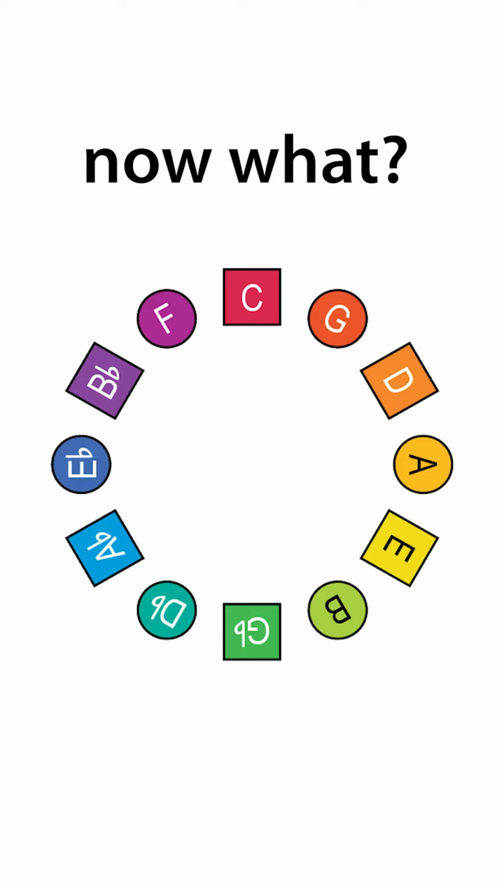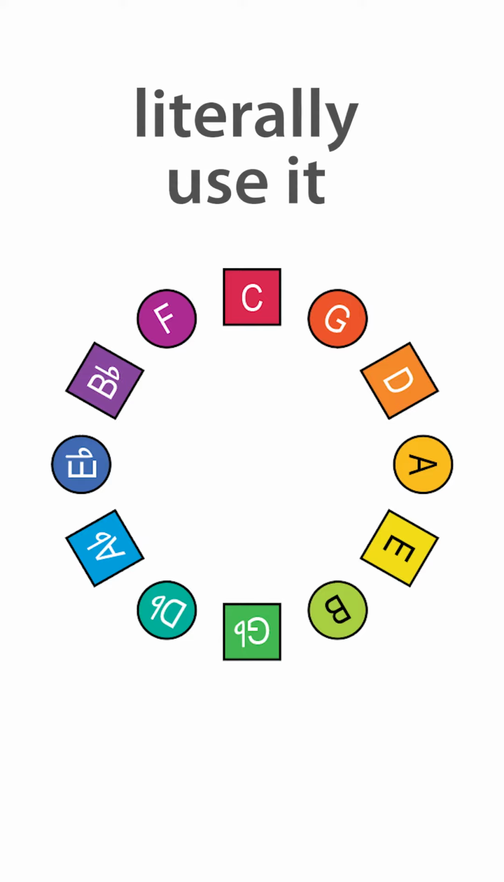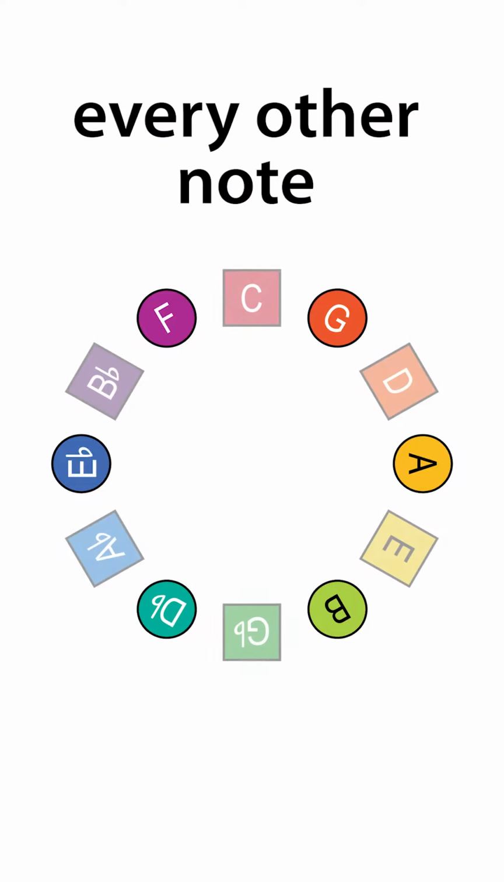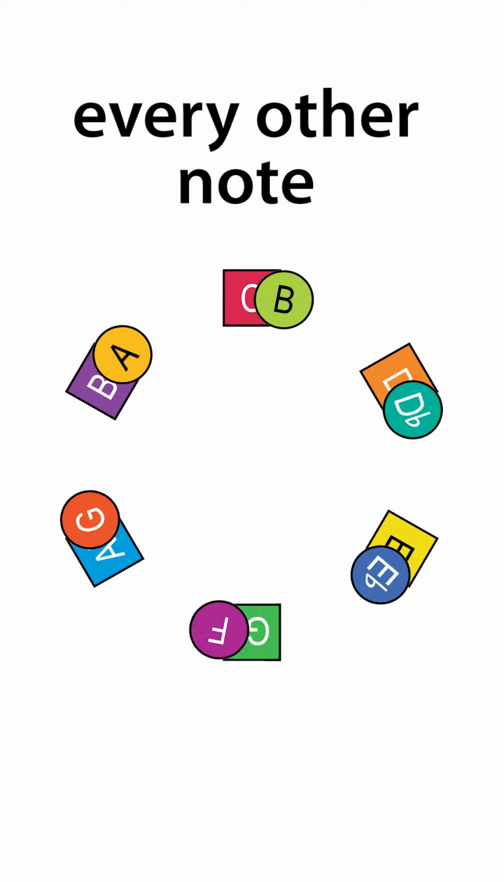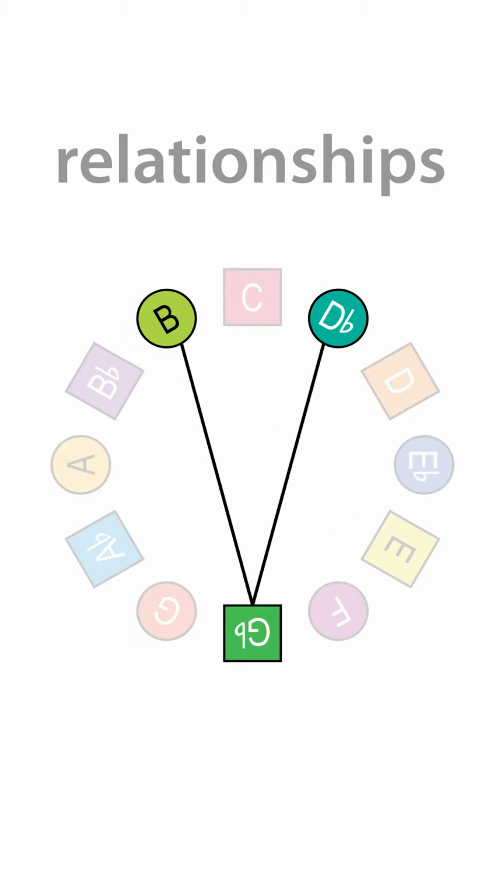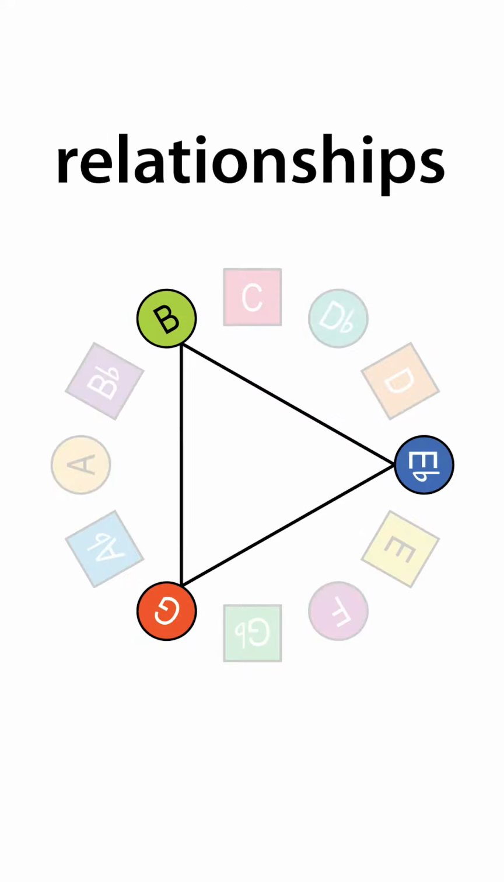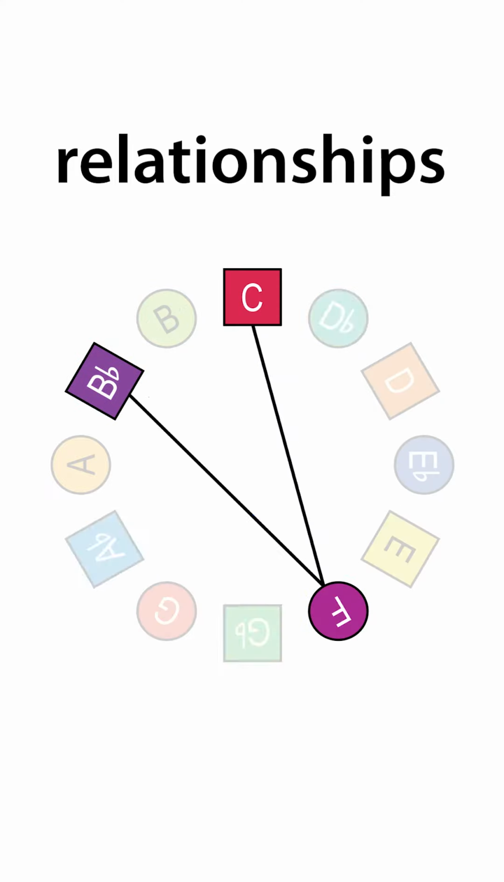Well, instead of thinking of it as a static theoretical circle, you can literally use it to play instruments, and here's how. Just take every other note of this pattern and then rotate them 180 degrees to get their chromatic scale, which is the basic sequence of notes as they appear on any instrument. Only now with color, you can still see the relationships between notes that are baked into this pattern, which we can use to play scales and modes and chords and progressions.